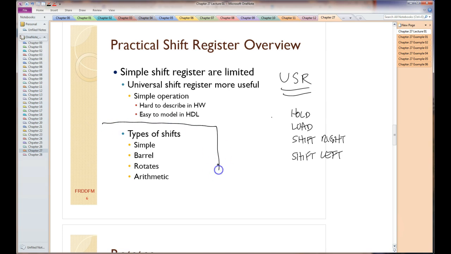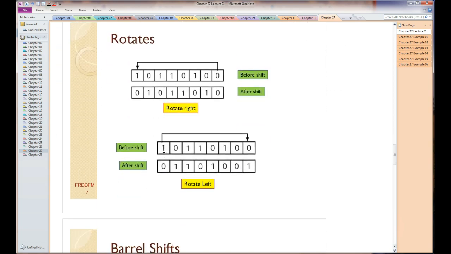Now, there are a couple different types of shifts out there. We've been talking about essentially simple shifts. There's also barrel shifts, rotates, and arithmetic shifts. Barrel shifts are quite popular in DSP type applications. Rotates are very useful, and arithmetic are pretty much popular everywhere. So that's really simple ideas, and we'll cover that next. These are rotate ideas. It's a shift register, which means it's a register.